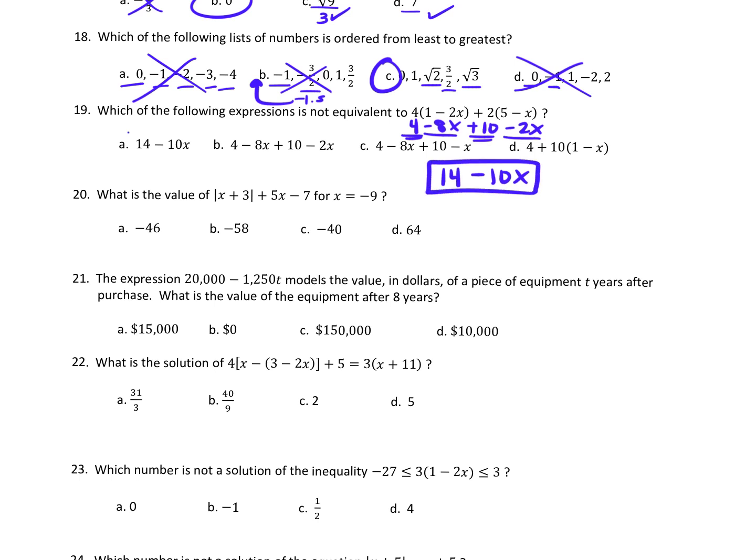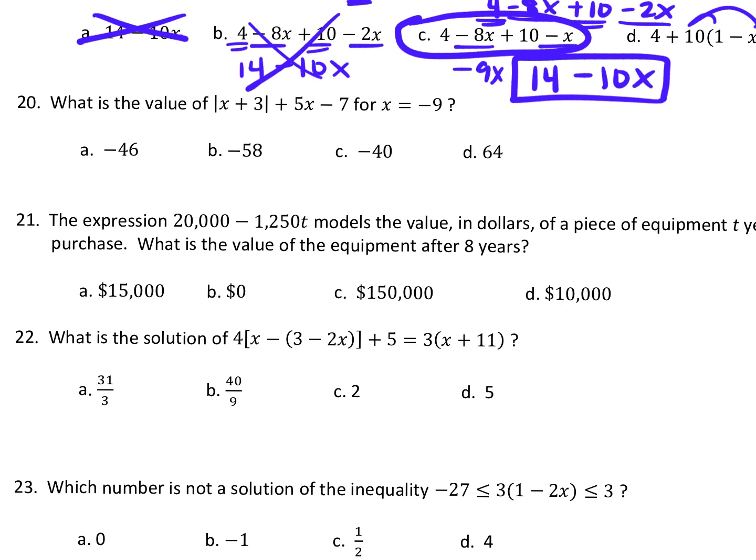Okay. If you look here, that is the same. So that's not the one that's not equivalent, right? Negative 8x minus 2x is a negative 10x. 4 plus 10 is 14. So that one is the same. So that's not equivalent. This one, negative 8x minus x, that's a negative 9x. So that right there you can see is not equivalent. So you don't even need to check the last one. I probably still would just to be safe. 10 and negative 10x would get you 14 minus 10x. So that one's good. C would be your answer.